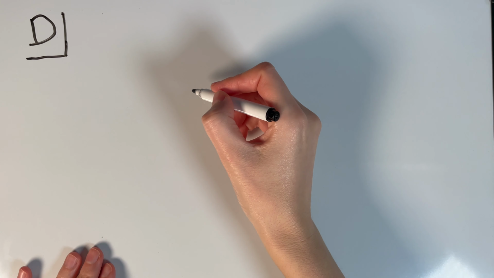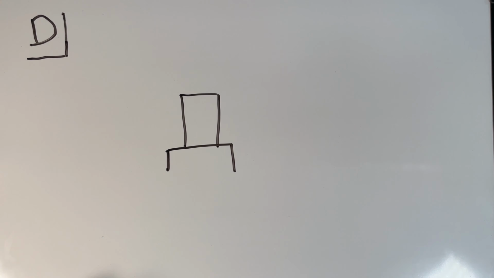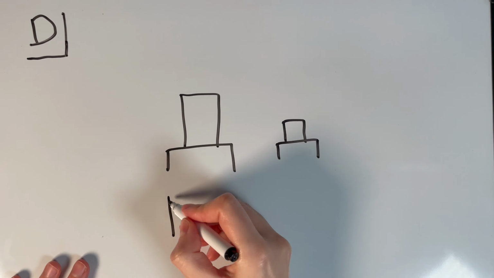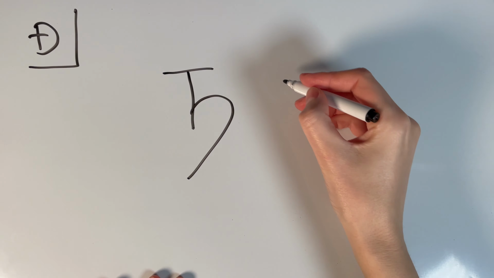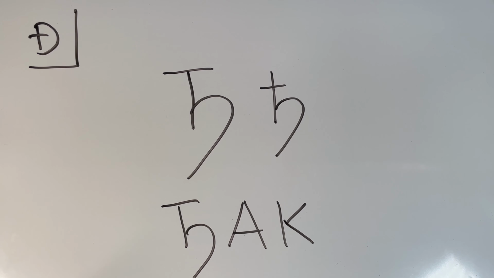Now we have letter D. And the uppercase and lowercase letters are pretty much the same. It's just the size that is different. And the example word is deda, which is grandpa. The next letter is J. It's a bit difficult to pronounce. And the example word is jak, or student or pupil.